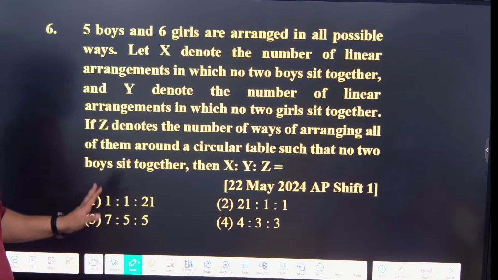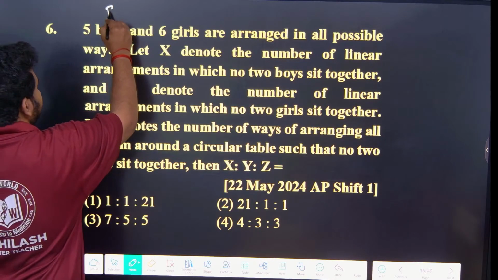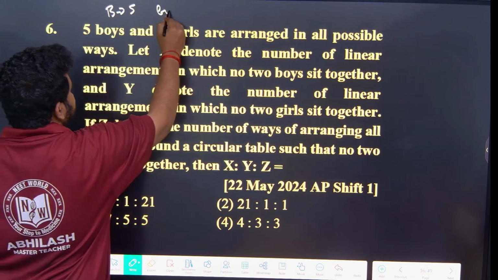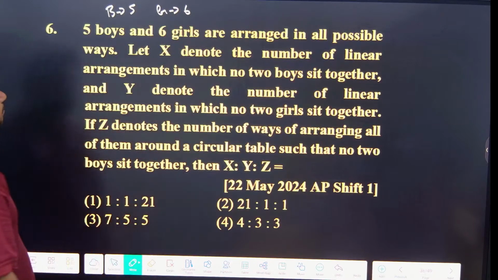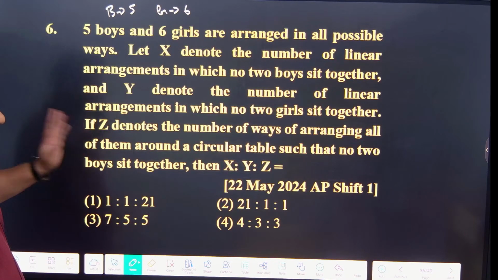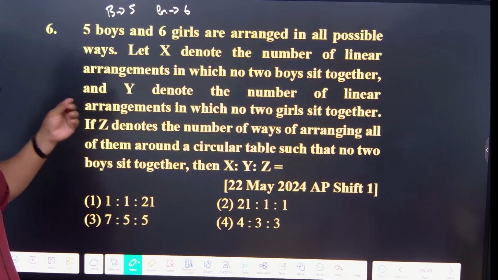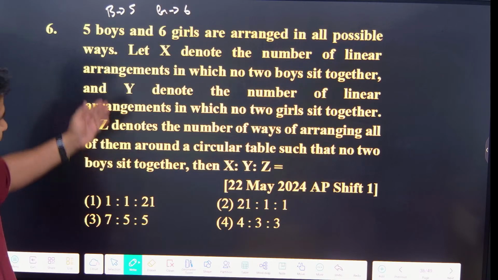Okay, fine, thank you. So what are they telling? 5 boys and 6 girls are there. Boys are 5, girls are 6, arranged in all possible ways. What are the possible ways? That is X, Y, Z. So X itself is one question, Y itself is one question, Z itself is one question. X, what are they telling?